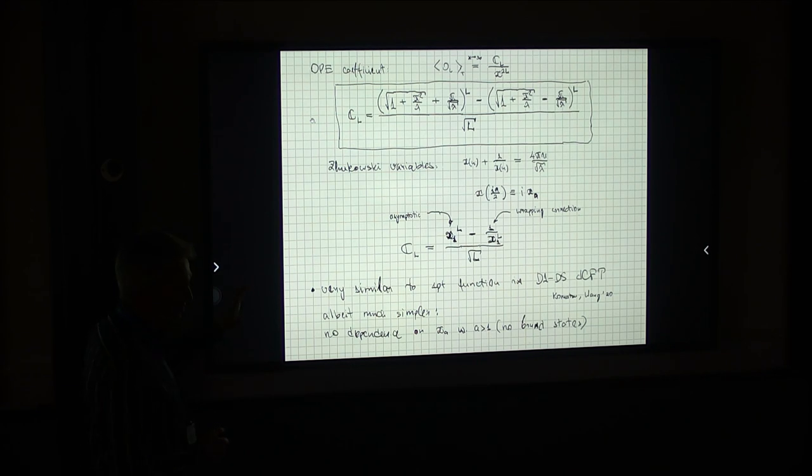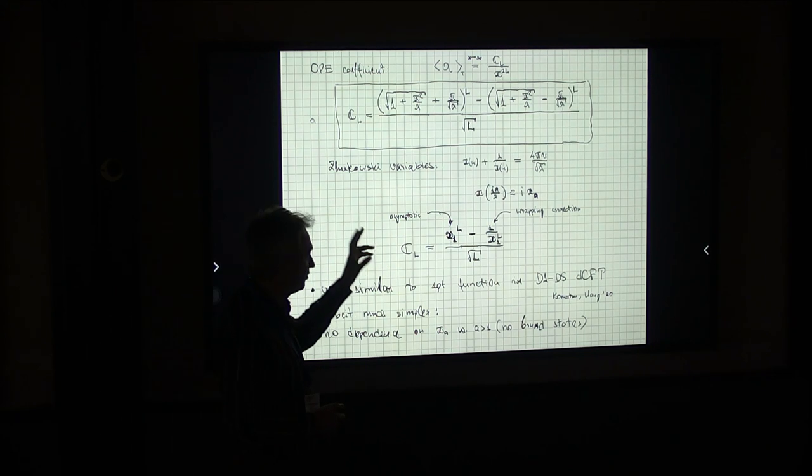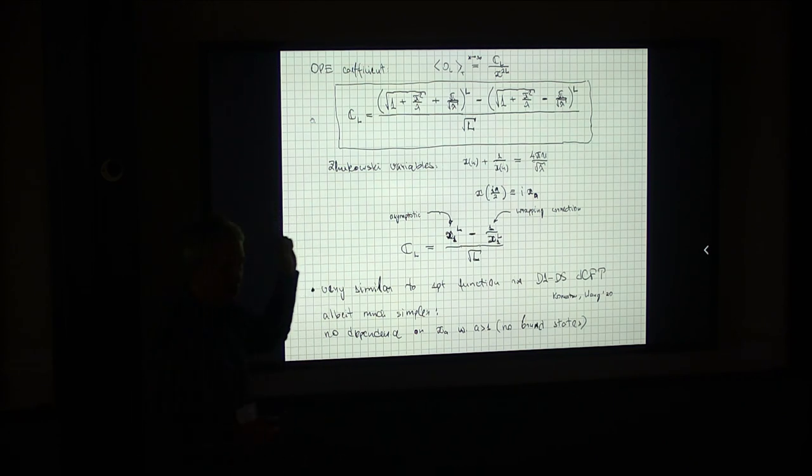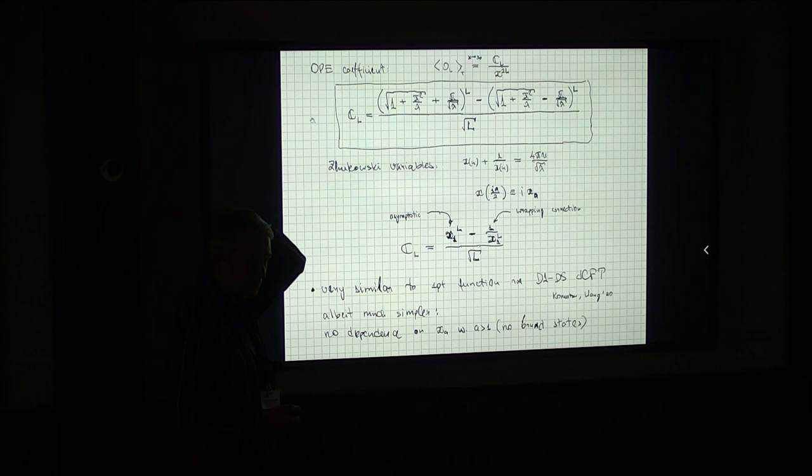Magnetic charge here is set to 1, so 1 half. I forgot to say this, but most of what I will do is for the basic 't Hooft loop, the smallest possible charge allowed by the 't Hooft quantization condition. And I don't know how this formula will look for high magnetic charges, but it's an interesting question.